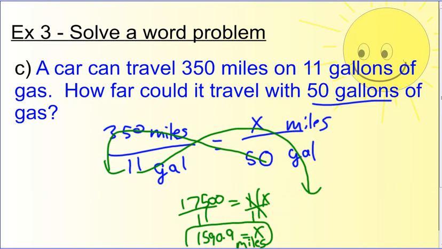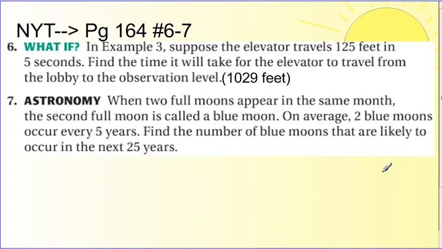Labels in the problem, labels in your answer. Okay, last two problems come from the textbook, and we're done. This comes from page 164. Number 6 says, in example 3, suppose the elevator travels 125 feet in 5 seconds. Find the time it would take for the elevator to travel from the lobby to the observation floor, and I put here the distance is 1,029 feet.